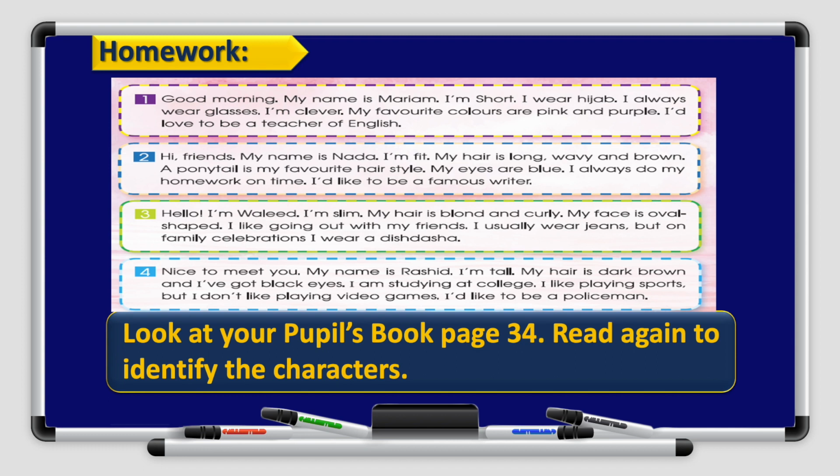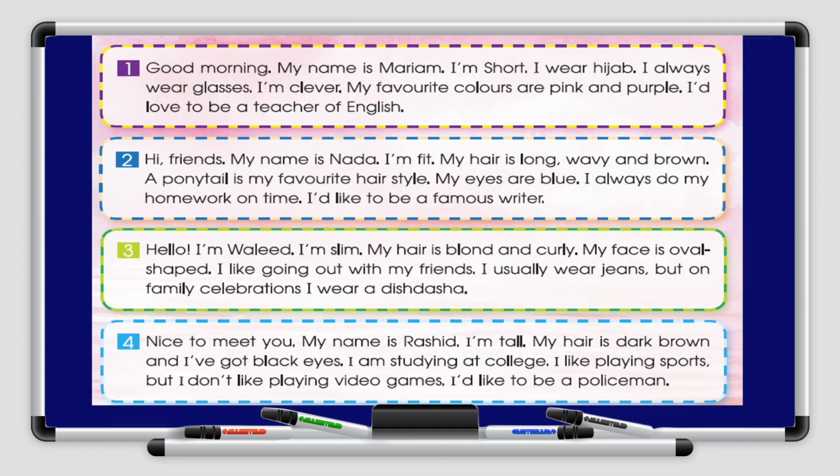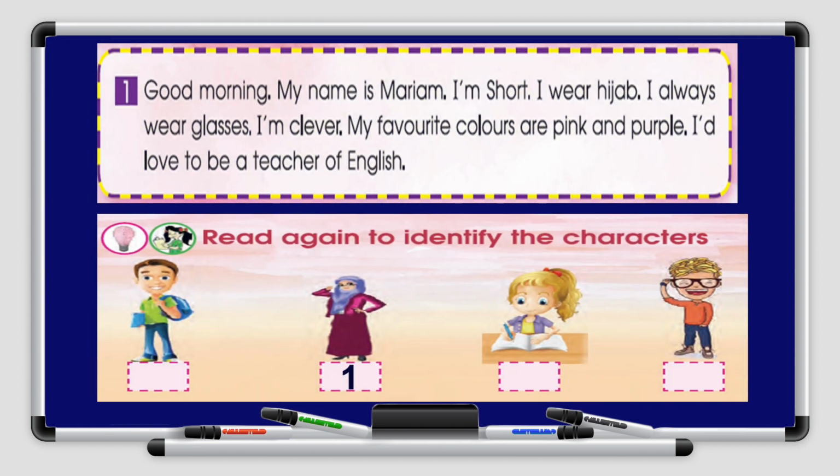You have a homework on your pupil's book, page 34. Read again to identify the characters. Go through the text and identify the characters and write the numbers correctly. I will do the first one with you. Number 1. Good morning, my name is Maryam. I'm short, I wear hijab. I always wear glasses. I'm clever. My favorite colors are pink and purple. I'd love to be a teacher of English. So the answer is picture number 2.